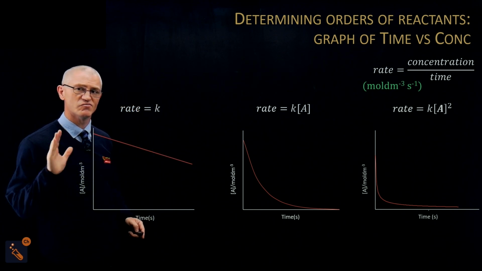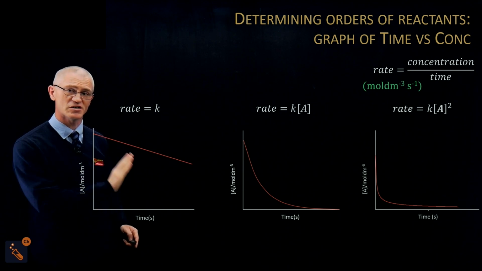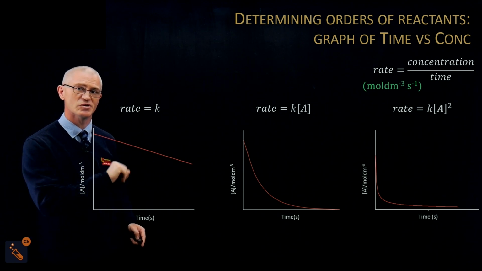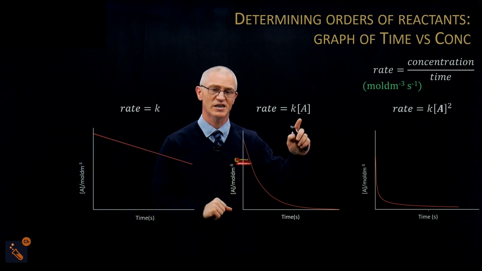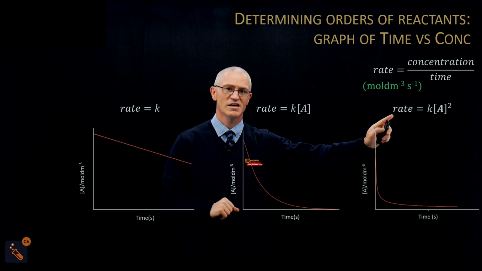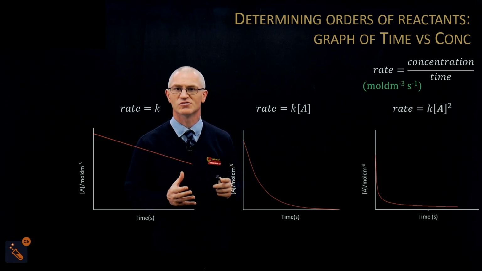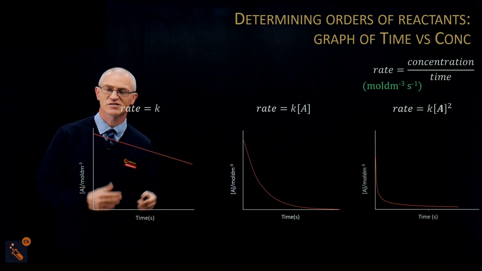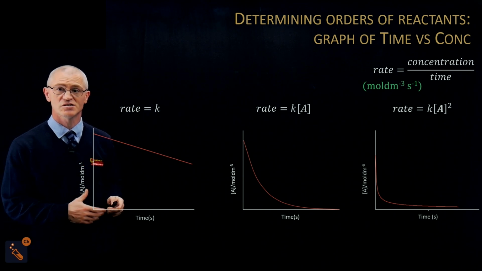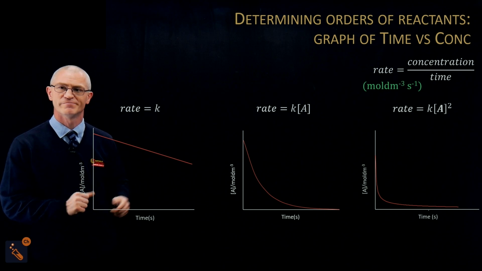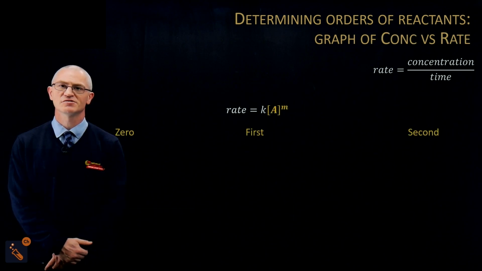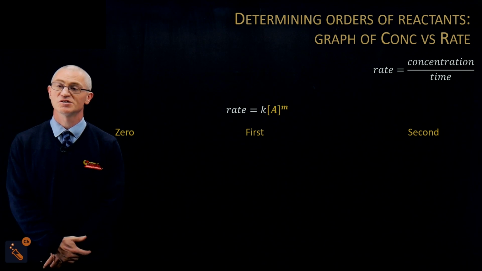For 0 order, recognising this is really important, and you will be asked this in exam style questions, so make sure you remember these. Rate is equal to K. This one, rate equals K times the concentration of A, and this one, rate equals K times the concentration of A squared. So if you see this type of graphs, concentration time graphs, you've got to make sure you know all of them. We're now going to show you the concentration versus rate graphs, which you have to recognise and remember.